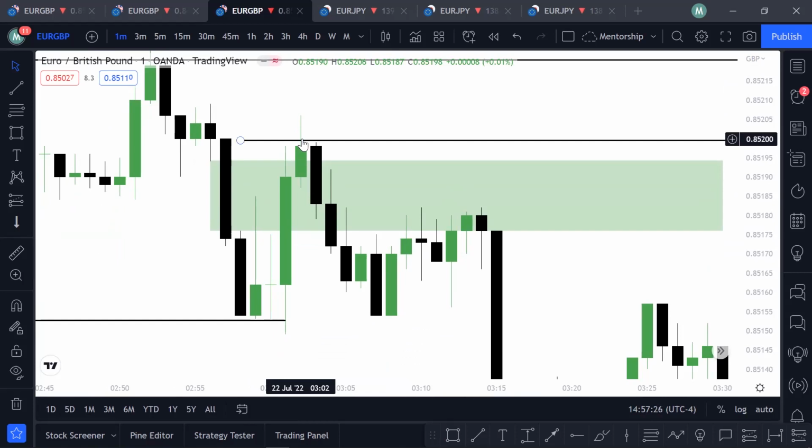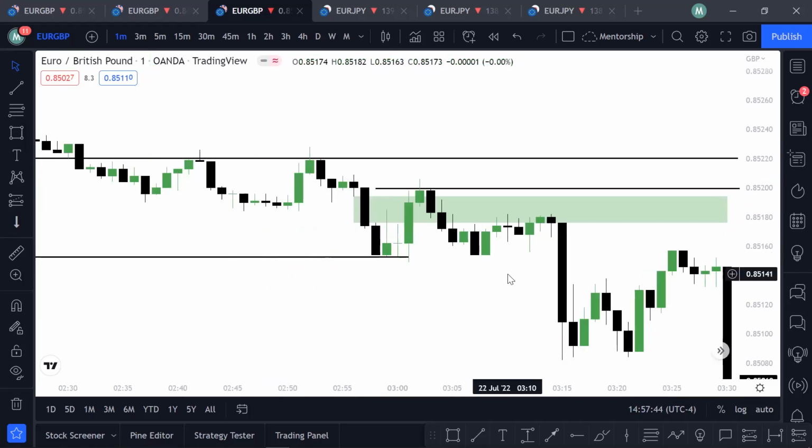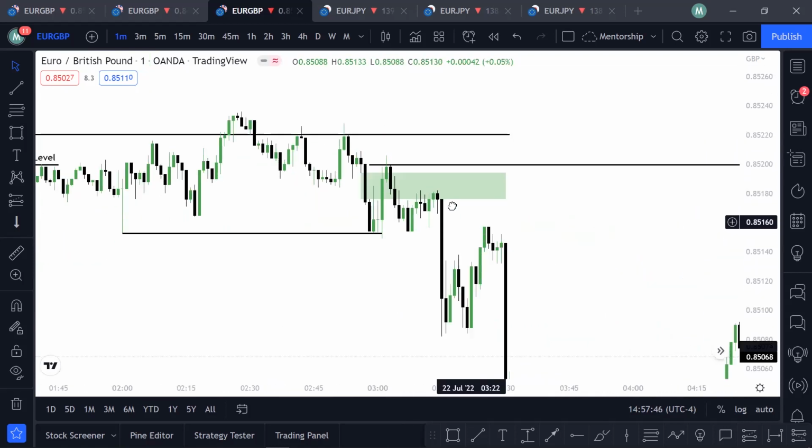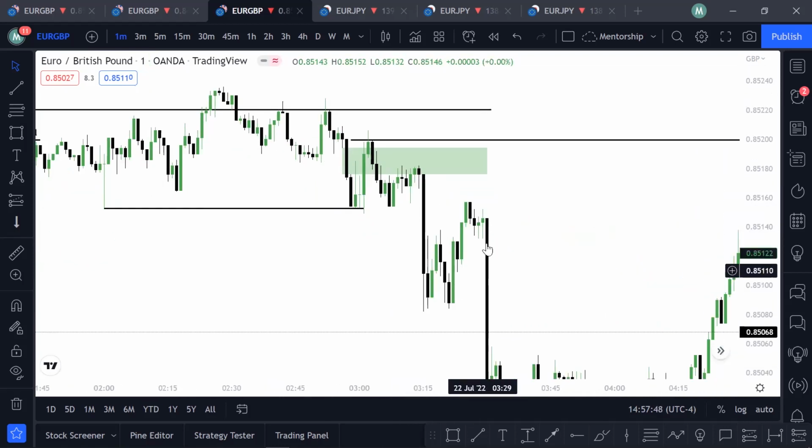You sell there, price drops, consolidates at exactly a quarter past 3 o'clock in the morning. They didn't even come to your entry, not even close. Consolidates, then drops. Okay, it's a 1 minute time frame. After dropping, it is giving these folks another opportunity.